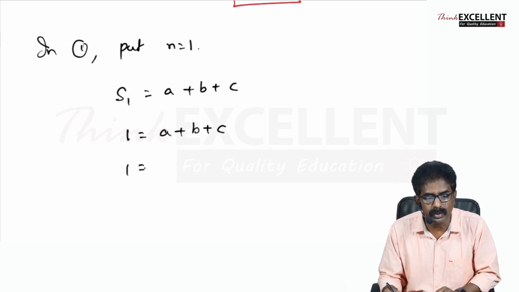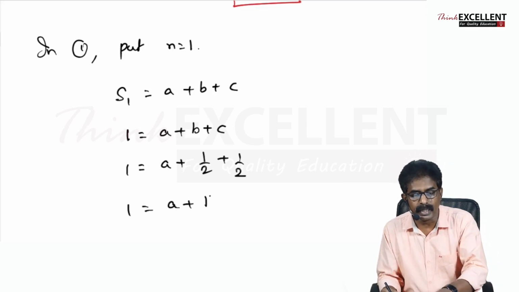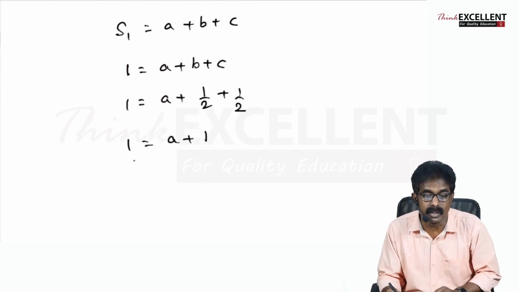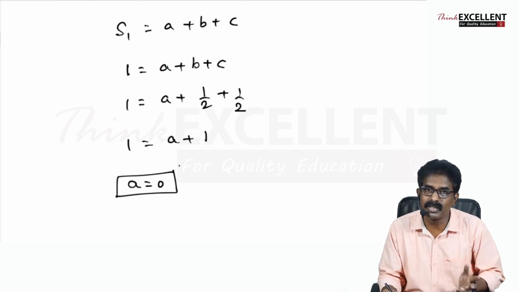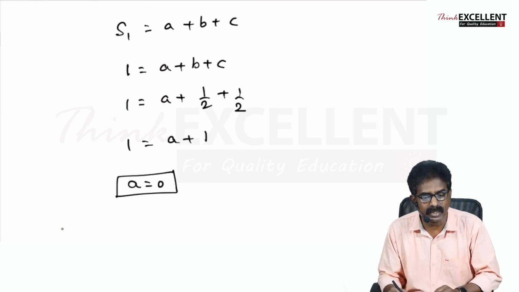That is 1 equal to A value, we don't know, but B value 1 by 2, C value also 1 by 2. So 1 equal to A plus half, 1. Bring that 1 to the left side. 1 minus 1, 0. You got A equals 0, right? Yes. A equal to 0. All the values you got it. Substitute in the first equation.